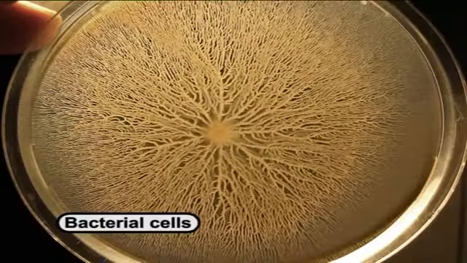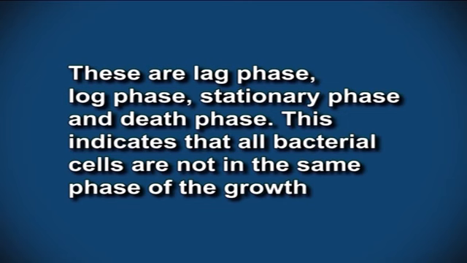In conclusion, we can say that bacteria multiply by binary fission. The generation time varies in the bacteria. While growing in a medium, bacterial cells appear in different phases of growth. These are lag phase, log phase, stationary phase and death phase. This indicates that all bacterial cells are not in the same phase of the growth.